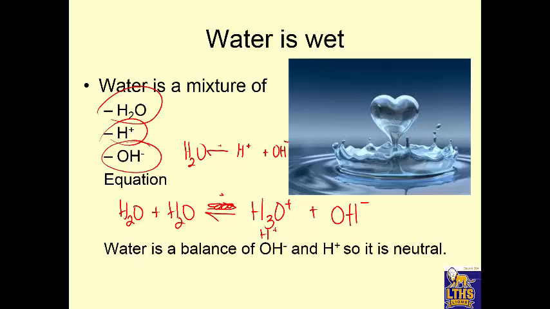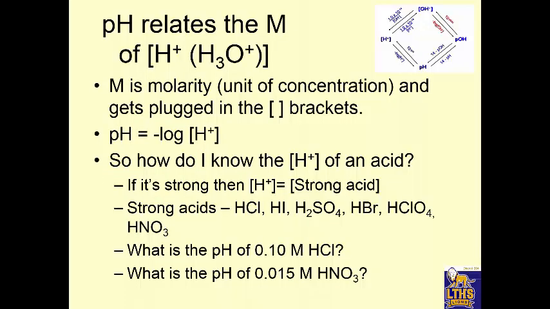And so every time you get one of these, you get one of those. So every time you get an H plus, you get an OH minus. And so they equal each other because they're coming from a water molecule. That's why water is a balance of OH minus and H plus, hydroxide and hydrogen ion. And so water's neutral because there's equal amounts of those. So pH is a way to relate to the molarity of the hydrogen ions in the solution.